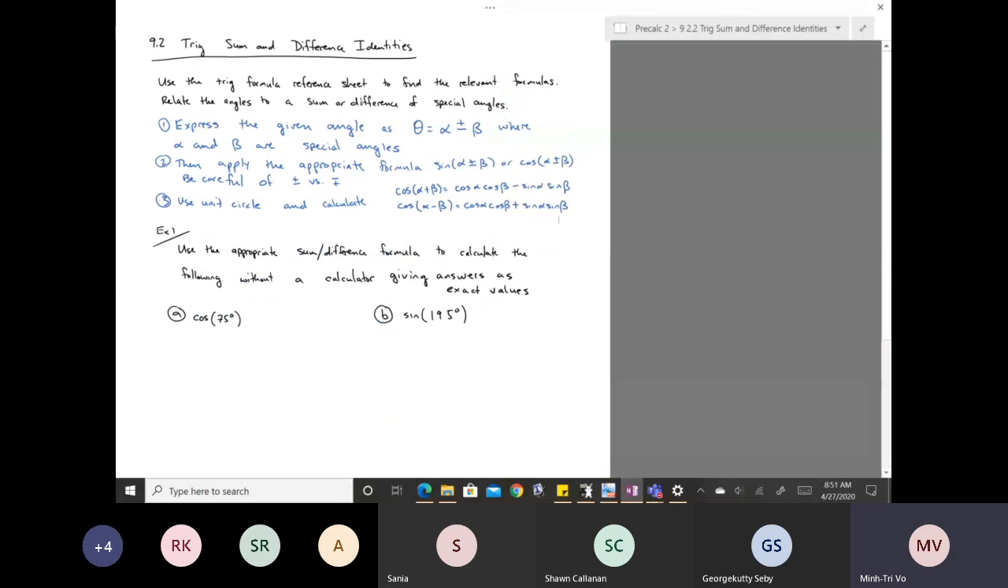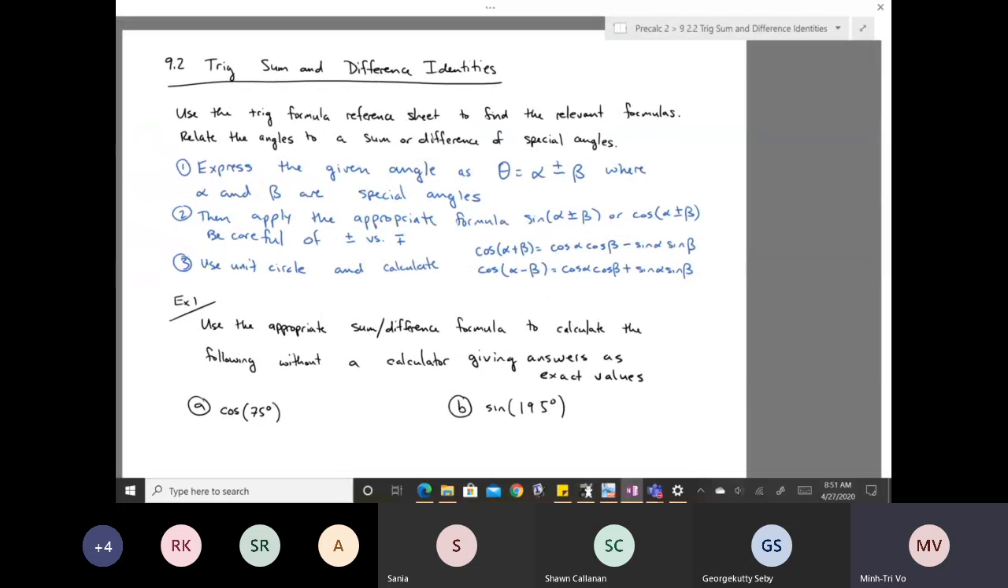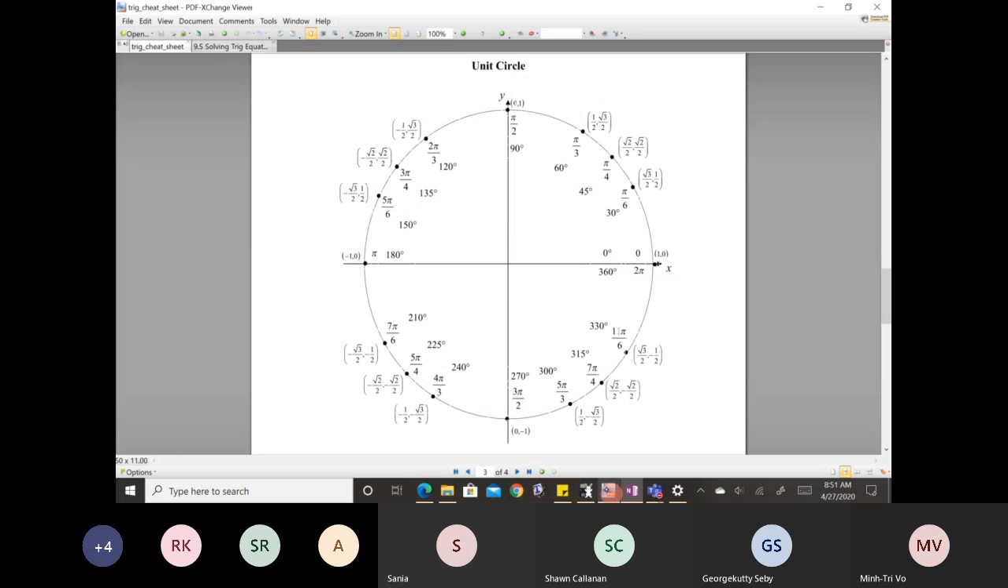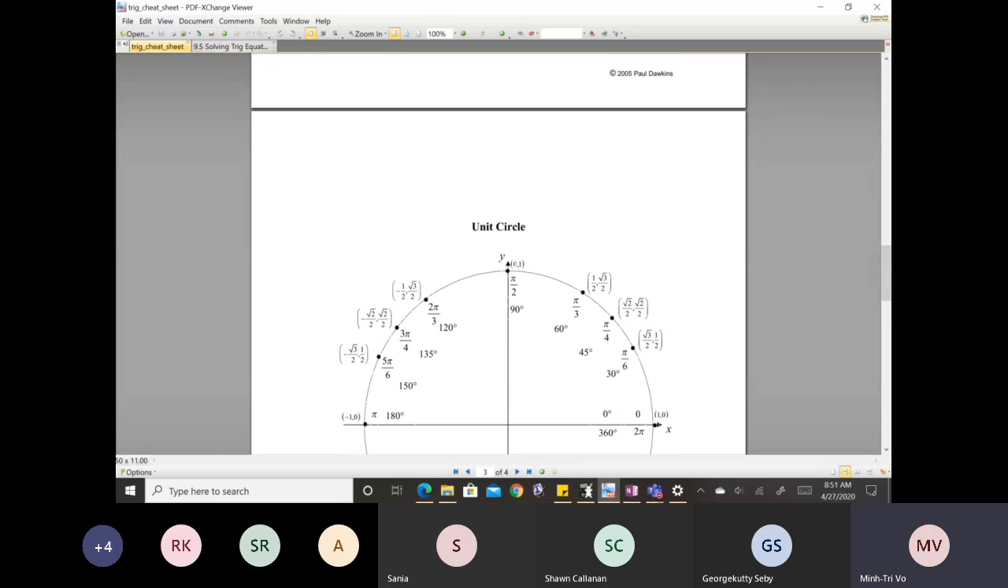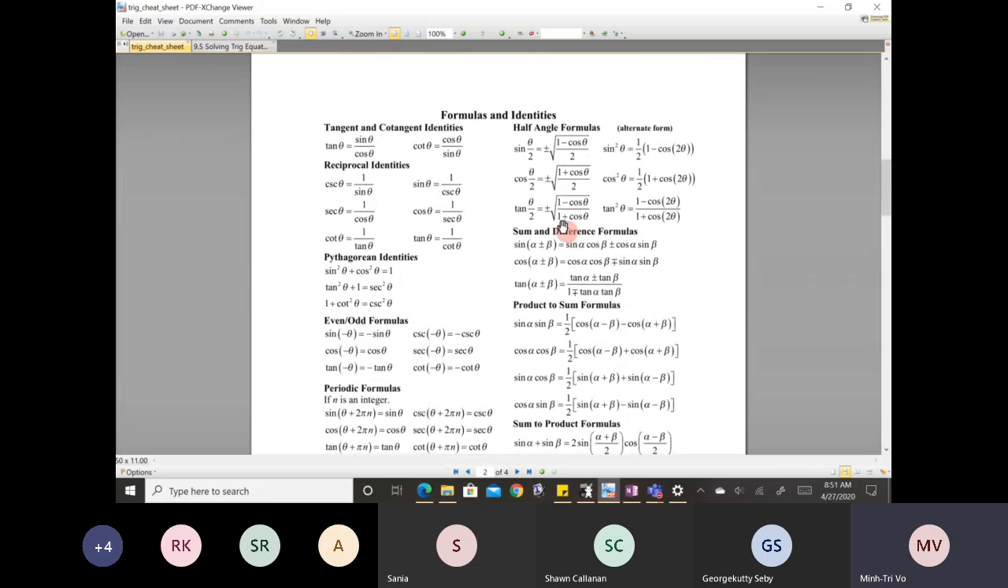Section 9.2, which goes over the sum and difference identities for the trig functions. If you look at the second page of the cheat sheet, on the right column, we have the sum and difference formulas, and we have the three trig functions: sine, cosine, and tangent.